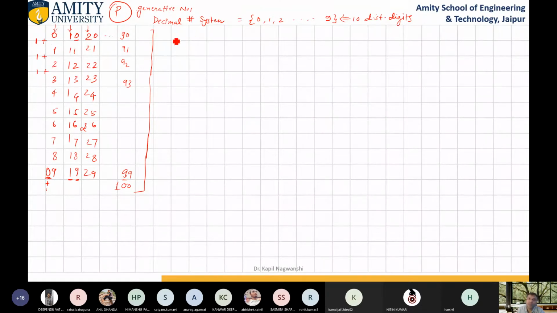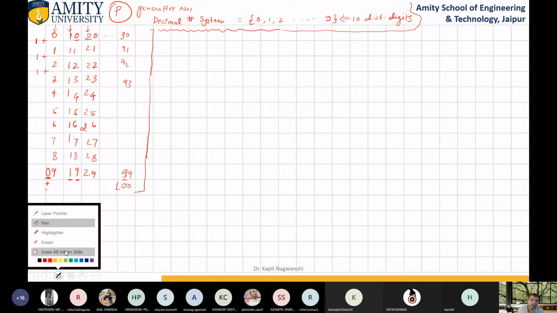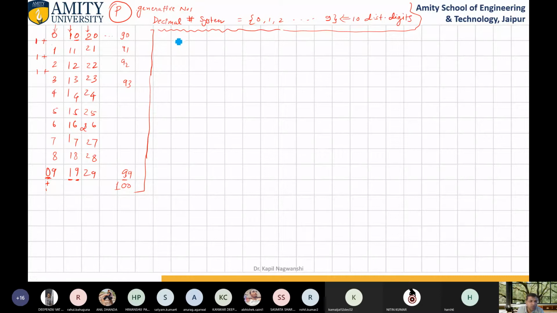Fine, let me start one special number system. Up to this place we have completed decimal number system. Let me start in some other color. This screen is visible to all? Yes, sir. So this is another number system known as octal.